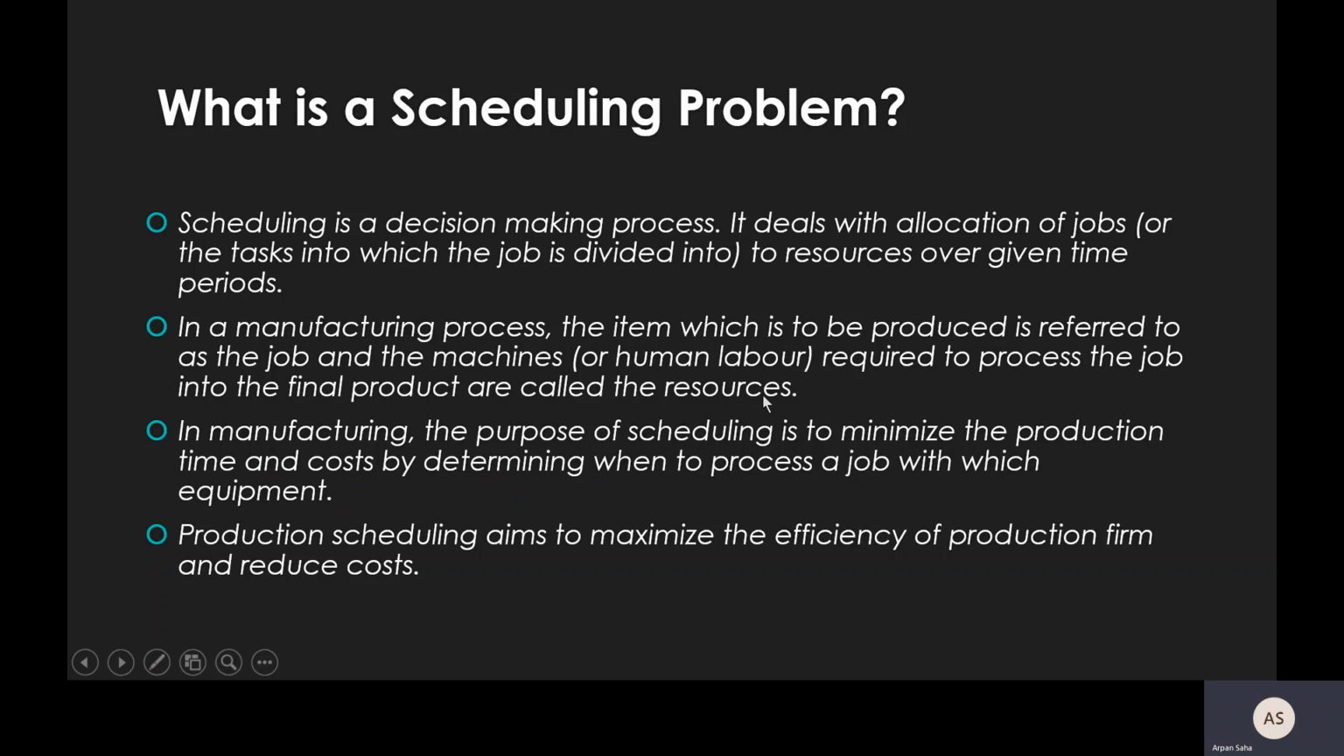The purpose of scheduling is to minimize the production time and cost so that the firm can maximize their efficiency and reduce their cost. So this is the purpose of scheduling in manufacturing.